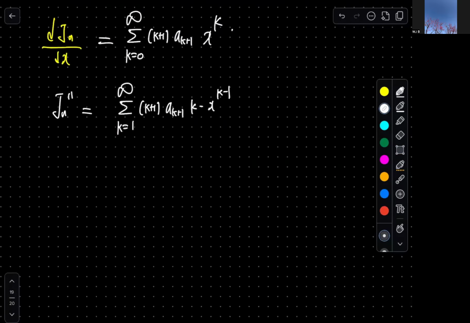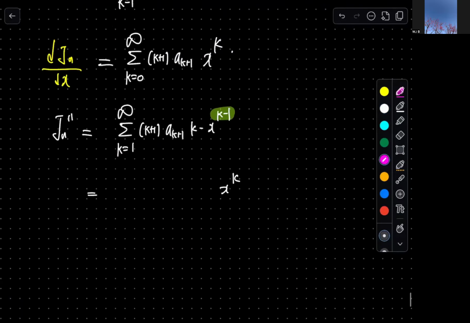But I don't like the fact that I have k minus 1 there. So I'm going to change x to the power of k. Everything will be raised by 1. So it's going to be k plus 1, k plus 2 times a k plus 2, starting from k equal to 0 to infinity. This way, it's easier for you to compare the coefficients.